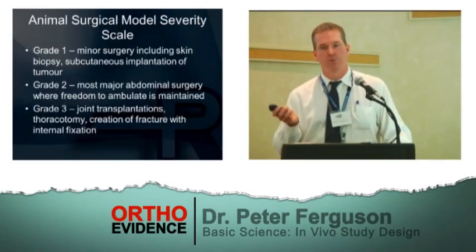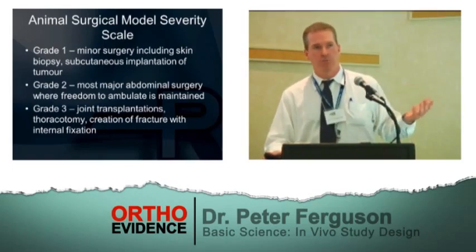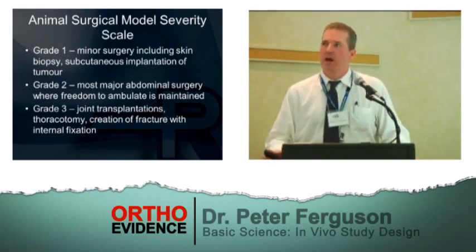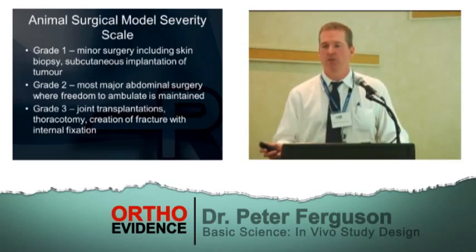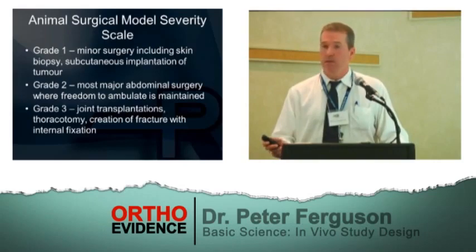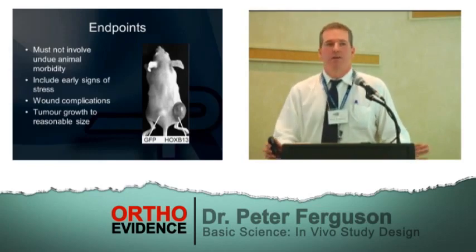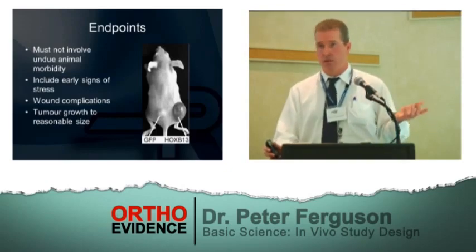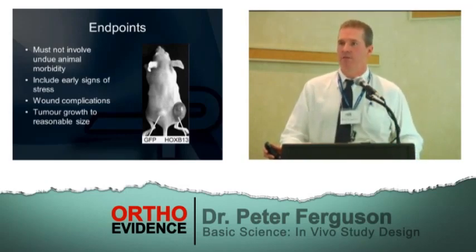And then in terms of your actual surgical procedure, it's also graded 1, 2, 3. Most of the things that probably orthopedic surgeons would be interested in terms of interventions would sort of have this higher rating of 3: joint transplantations, joint implantations, fractures, that type of thing. So fairly significant, and you need to be aware of the Animal Care Committee's somewhat reluctance to approve fairly stressful procedures. Okay. In terms of the endpoints you're looking at, you don't want, as I said, to impart too much undue morbidity. You want to look at the early signs of stress, and there's a list that the Animal Care Committee will request you and require you to be aware of and assess.